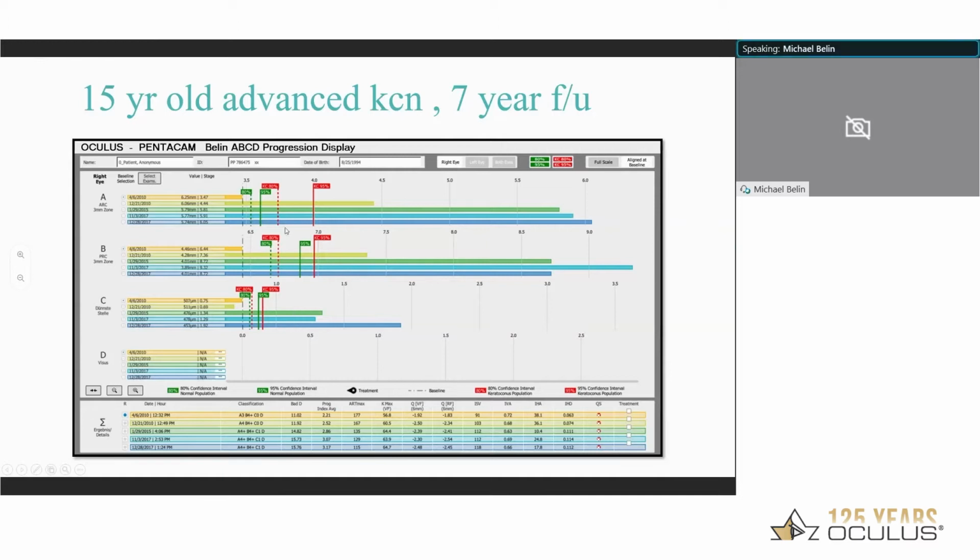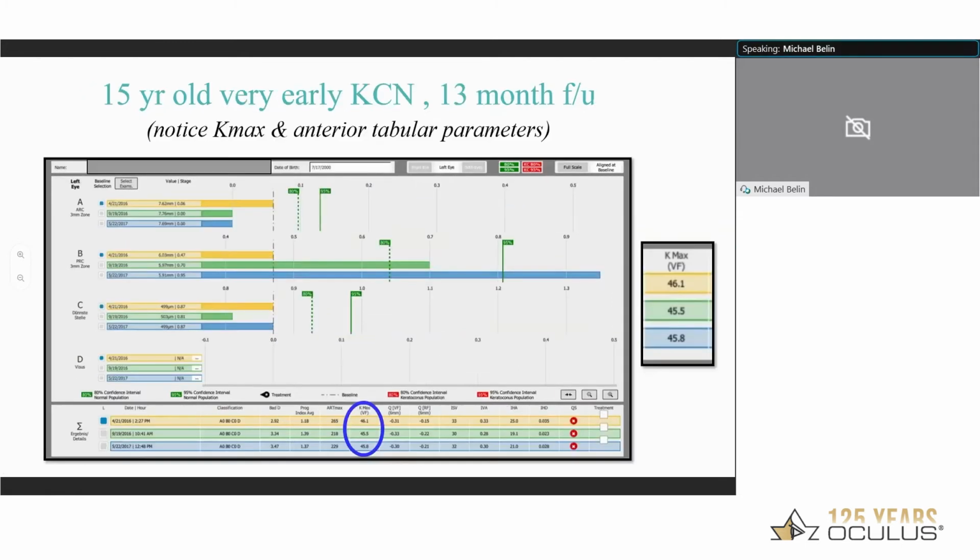And here you can see really by the second exam, this person had clinically significant progression in almost every single parameter. Corneal thickness required the third exam. But this doesn't really demonstrate the value of the exam, because if you look at K-max down below, you'll notice it continues to progress from 56, 60, 64, 64, almost 65. But let's look at some other examples that will clearly show the clinical value of the ABCD progression display.